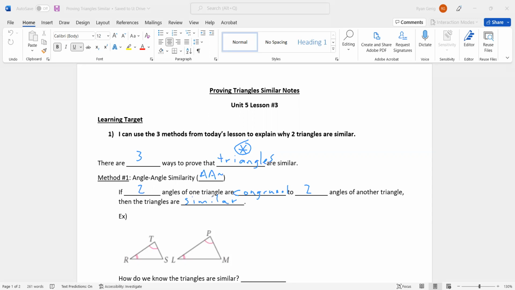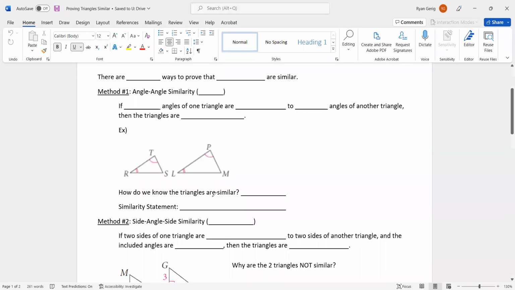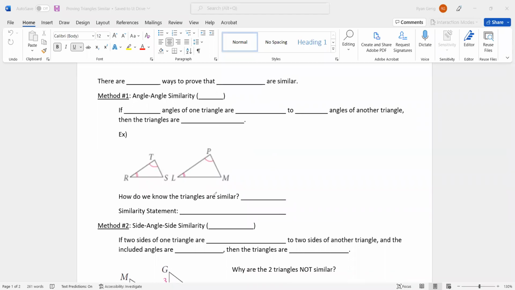Not congruent, they are similar. Right? This didn't work with congruence. Angle was not a thing. Okay, but in similarity, it is. All right, so here we go. There's an example there. How do we know the triangles are similar? Well, right away you can see that 2 angles are congruent. So this is angle, angle, similarity. What is the similarity statement? Well, I'll say triangle TRS is similar to triangle what matches up with T, P, what matches up with R, L, and then M. Okay, that one's pretty straightforward, at least in that example.